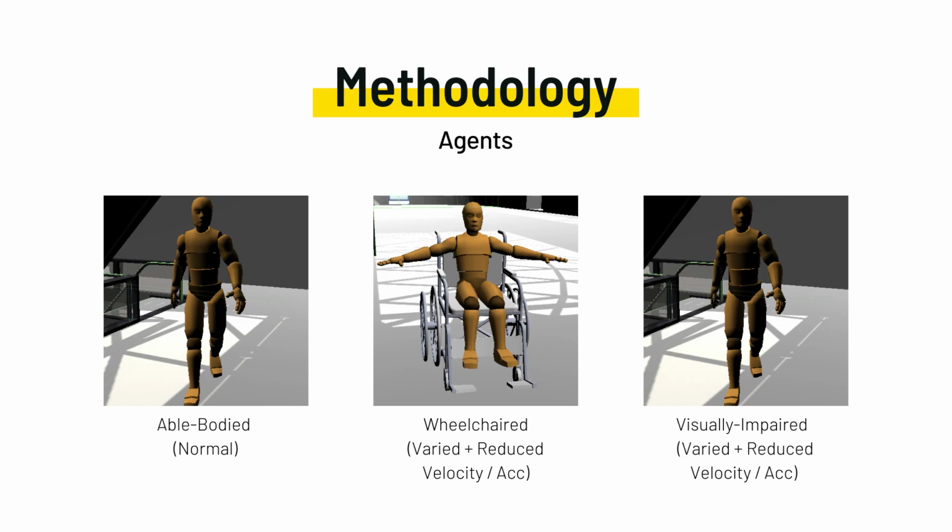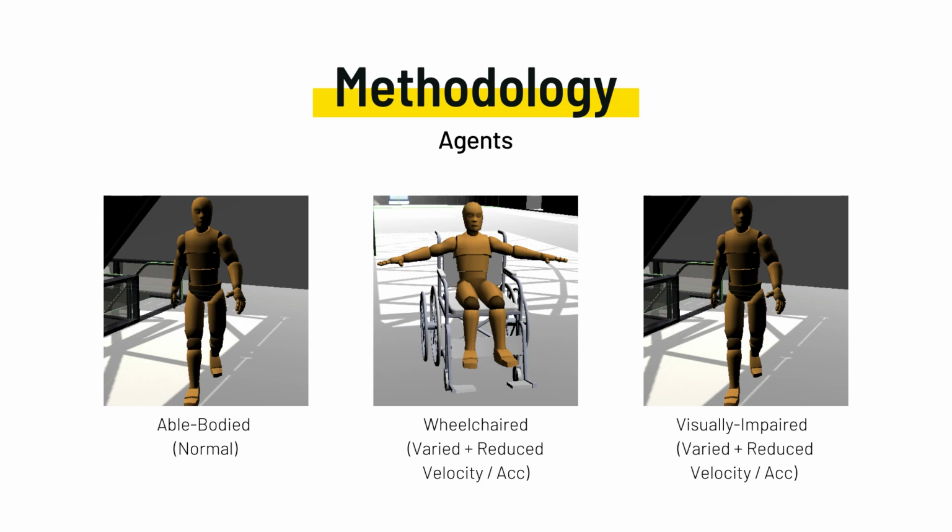Now, to understand our actual simulation and our methodology, we're going to talk about the agents that we're using in our scene. The first agent of 3 is our able-bodied agent, which has normal characteristics such as a standard velocity and acceleration. Our second agent is a handicapped agent, which is wheelchaired. This wheelchaired agent will have a reduced velocity and acceleration, and this will be varied between the different wheelchaired agents we have in our scene.